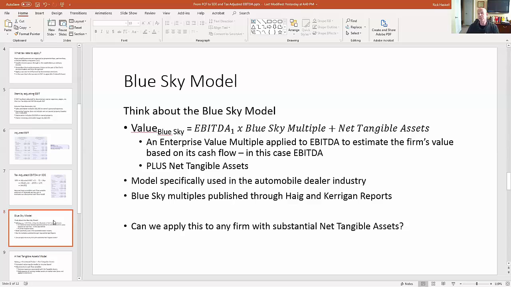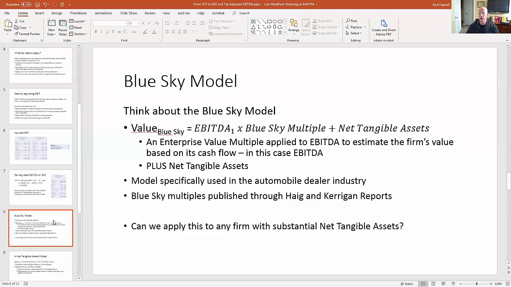And then we're going to add to that value that we've created from that multiple times the EBITDA variable, net tangible assets. And the tangible assets that we're interested in here are the non-depreciating assets. So this would be some of the real estate, of course, because land is not depreciating. And then any high value inventory, because we don't depreciate inventory. So we'll look at those and we'll add them together.